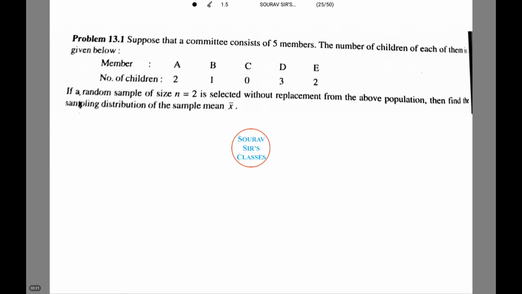Now suppose that a committee consists of 5 members. The number of children of each of them is given below. Now if a random sample of size n equal to 2 is selected without replacement from the above population, then we need to find the sampling distribution of the sample mean x bar. Let's see what the answer will be.